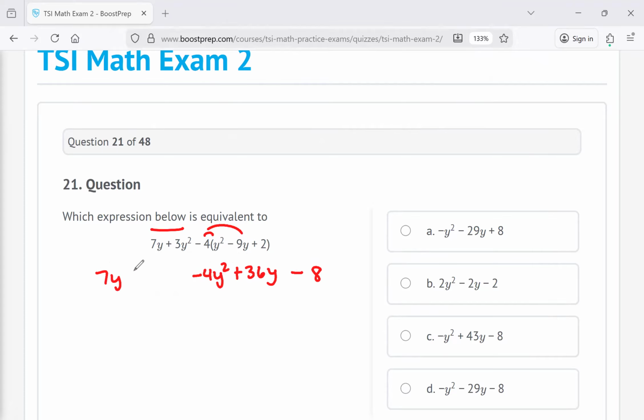And then bring these down: 7y plus 3y squared. And then all you gotta do is collect like terms. You can collect the 3y squared and negative 4y squared, which is negative 1y squared. And then 36 plus 7 is 43y, minus 8.